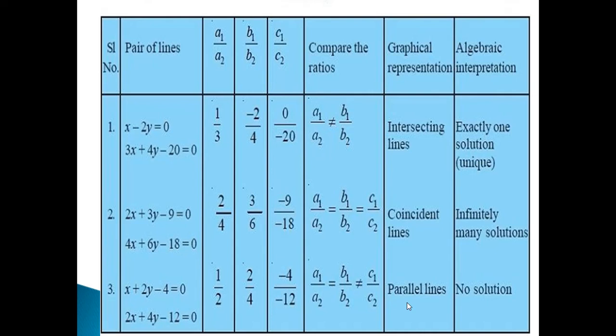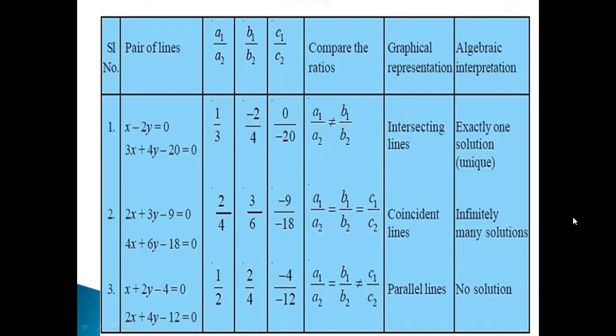a1 by a2 not equal to b1 by b2. a1 by a2 is equal to b1 by b2 is equal to c1 by c2. a1 by a2 equal to b1 by b2 is not equal to c1 by c2. This table is more important to you. So here you have to add one more column. This is consistent. Okay. This is inconsistent.